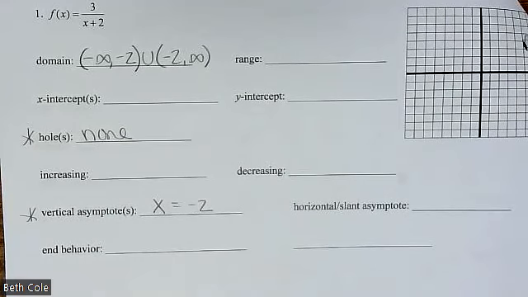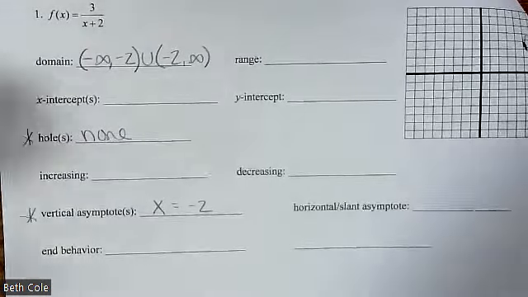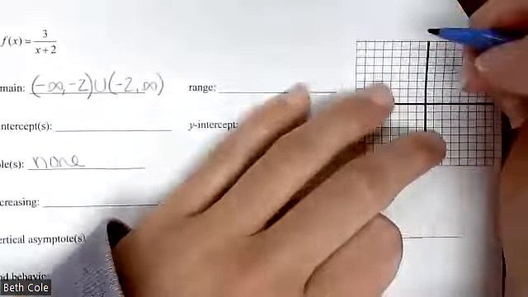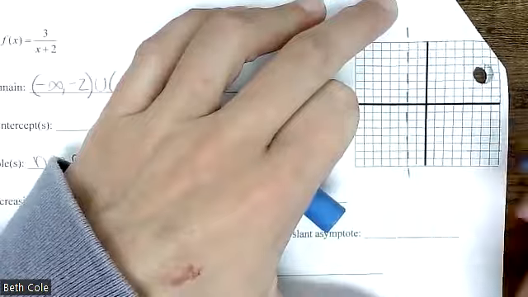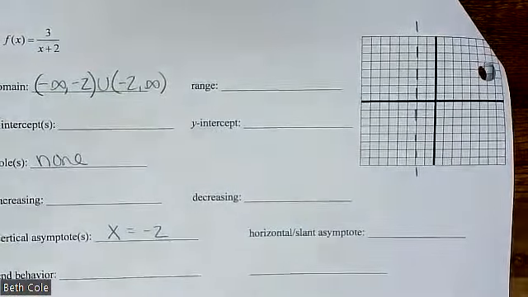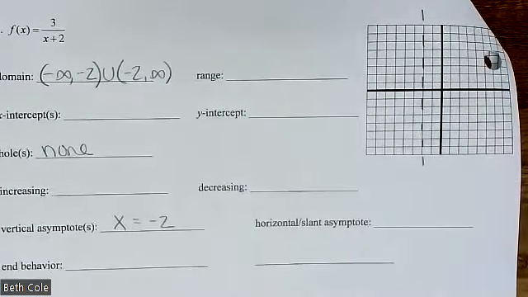So you want to do those 3 things together, the domain, the hole and the vertical asymptote, because whatever number you kicked out, it's going to be one or the other of those. And then you can go ahead and dot that in. So x equals -2 over here on the graph. I try to find a characteristic and then draw it on the graph, find another characteristic, draw it on the graph. So you're not trying to do everything all at once, like do it one thing at a time.